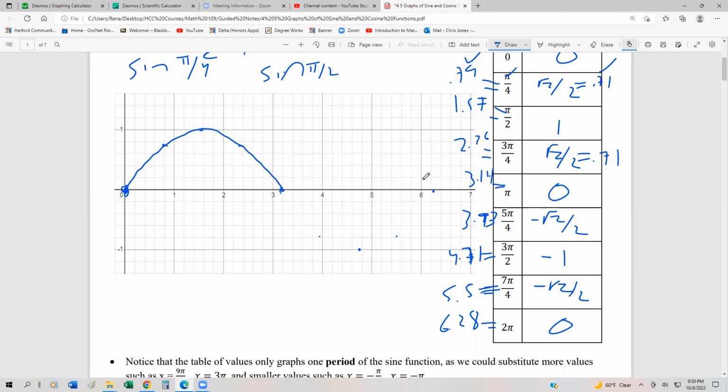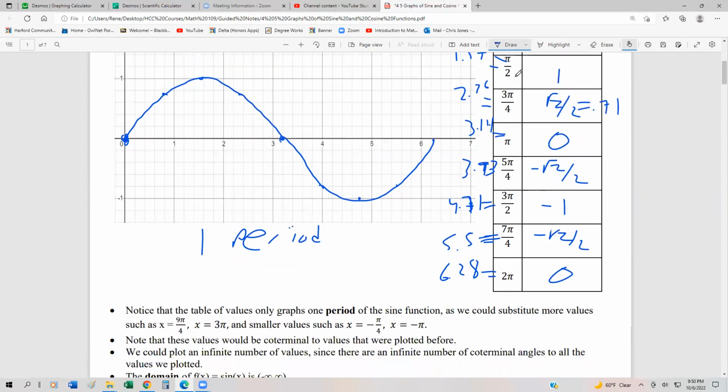So the rest of my function for the sine, as best as I can draw it, probably not as best as you can draw it, looks like this. Now what we call that is one period. Let me try to make that actually look like the word period. Sorry about that.